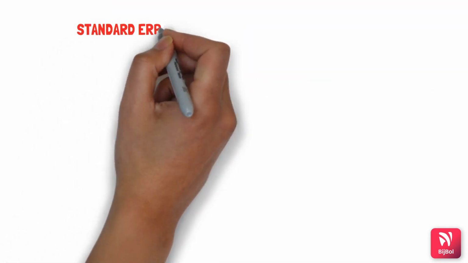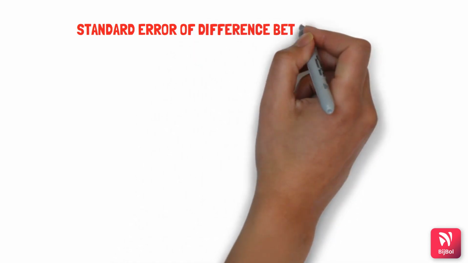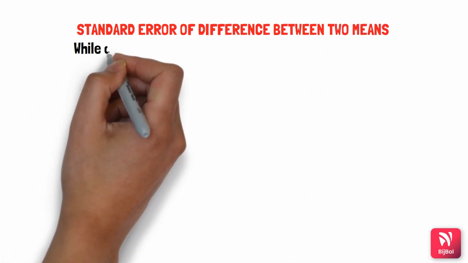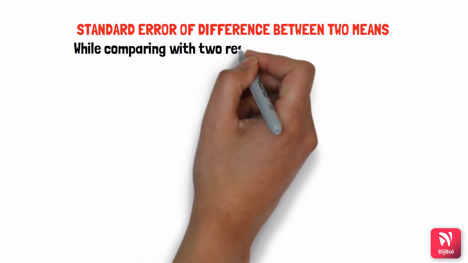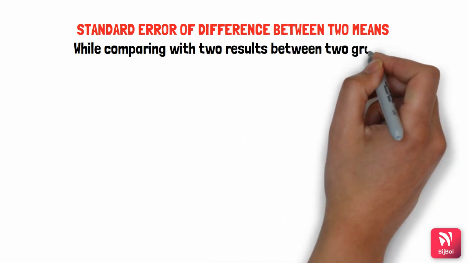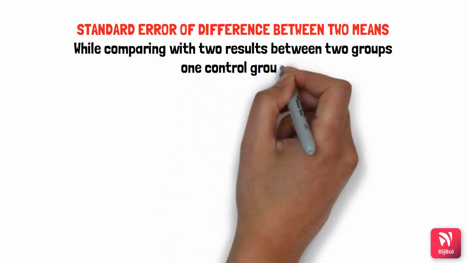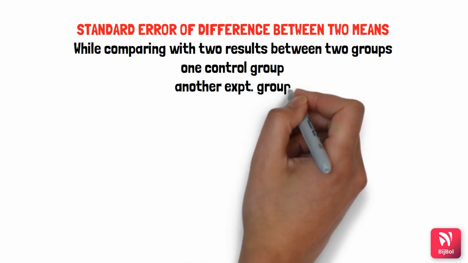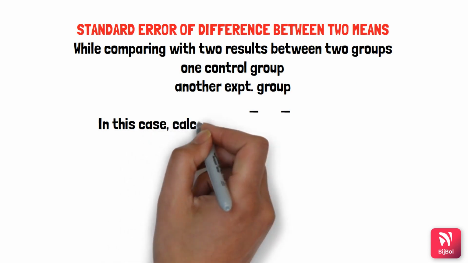Now, the next thing that we have is the standard error of difference between two means. When does it occur? When you have two results, that is, when two groups are present. You get one result from one group and the other result from the other group. That means you have two groups. One group would be the control group and the other group would be the experimental group. So in this we calculate the difference between the standard error of means between these two groups.